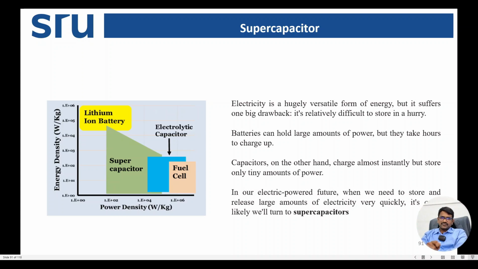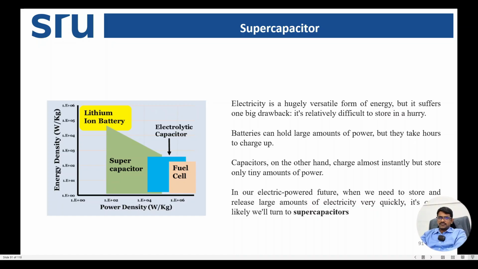So what is the drawback of capacitors? It cannot store more energy. What is the drawback of batteries? It cannot charge immediately. So the supercapacitor finds a space in between capacitors and batteries.